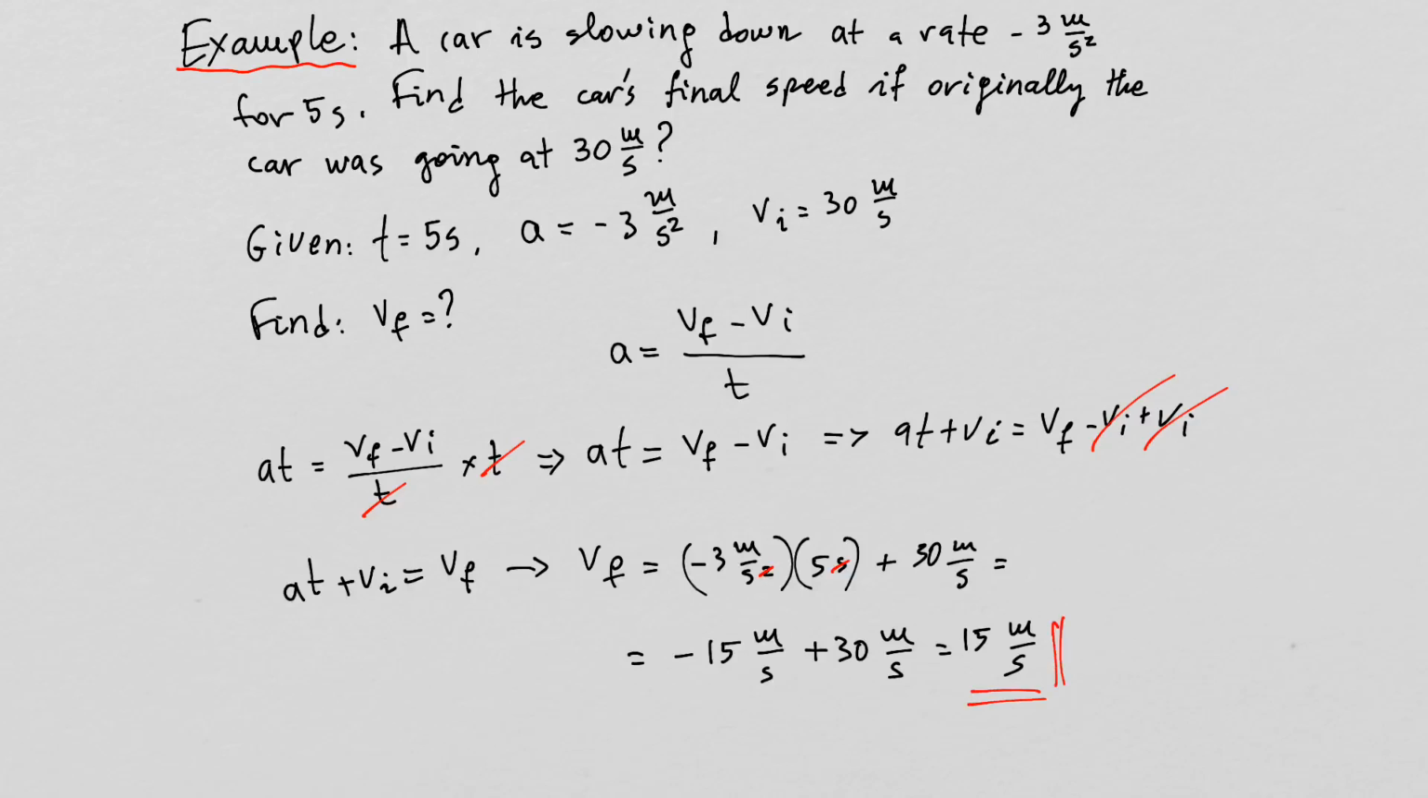And the units are correct. Those are units for velocity, meters per second. So my answer is correct. In general, in nature, motion happens with constantly changing acceleration.